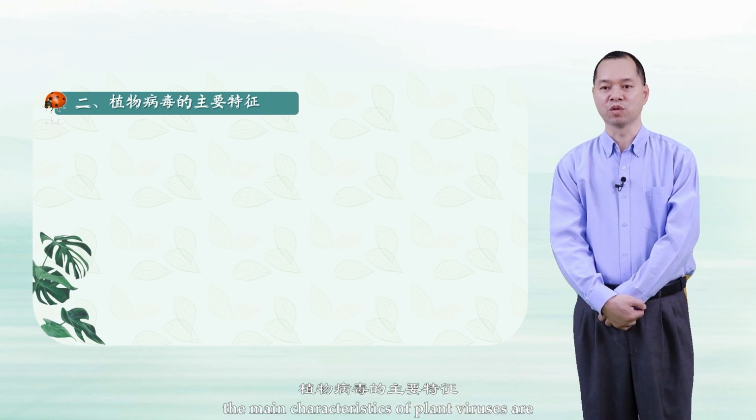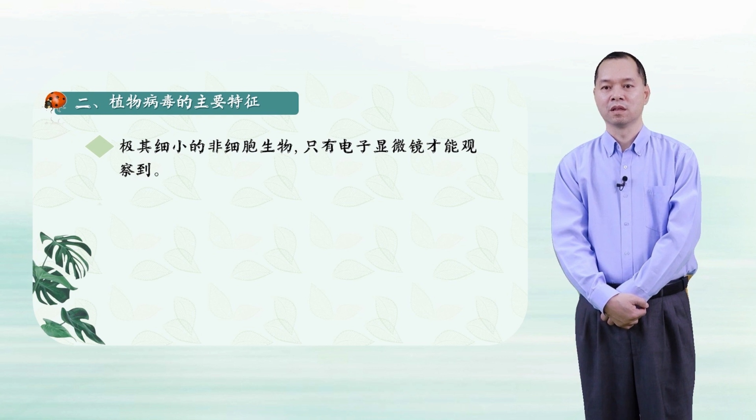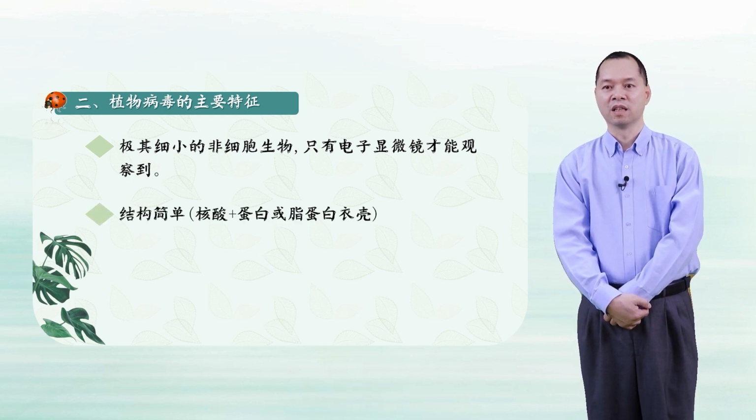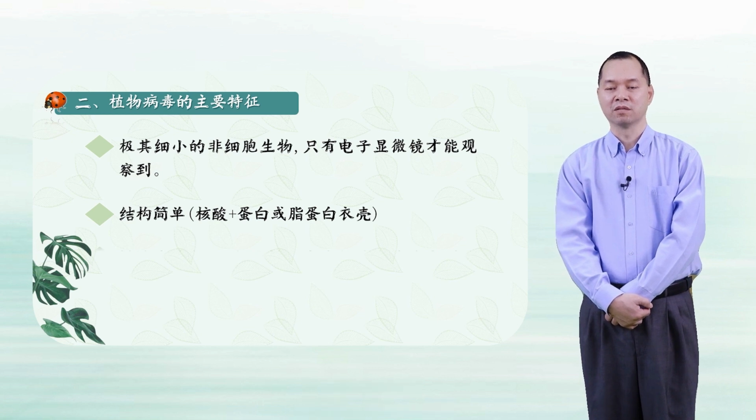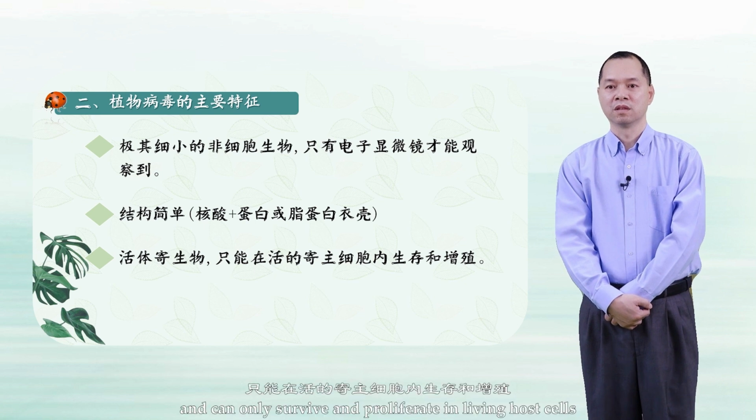The main characteristics of plant viruses are: 1. Very small non-cellular organisms, visible only by electron microscopy. 2. Simple structure, nucleic acid plus protein or lipoprotein capsid. 3. They are living parasites and can only survive and proliferate in living host cells.